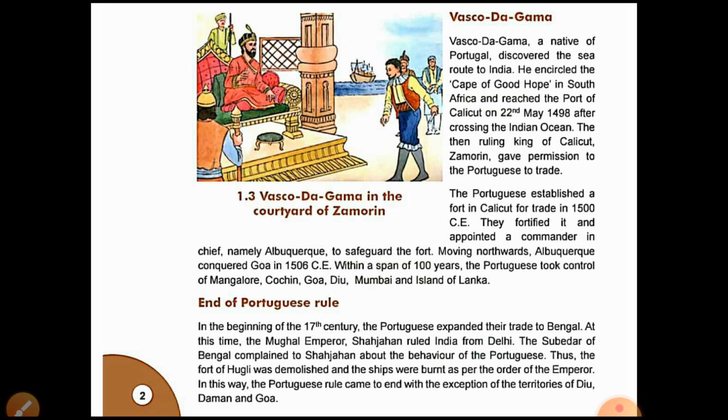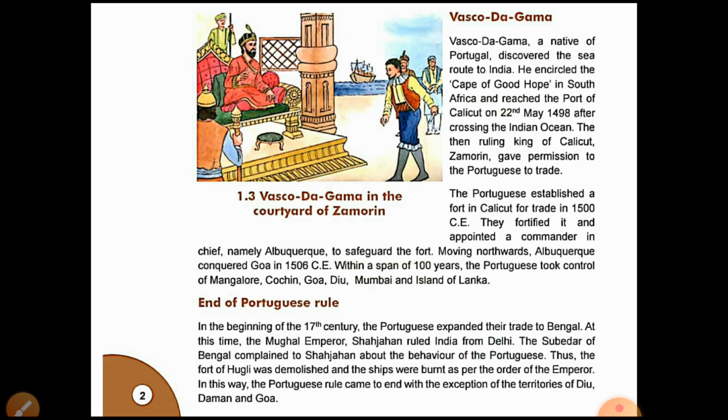Then the ruling king of Calicut, Zamorin, gave permission to the Portuguese to trade. So first Vasco da Gama met Zamorin. Zamorin welcomed Vasco da Gama, took him to Calicut, and gave permission to the Portuguese for trade. The Portuguese established a fort in Calicut for trade in 1500 CE, Common Era.